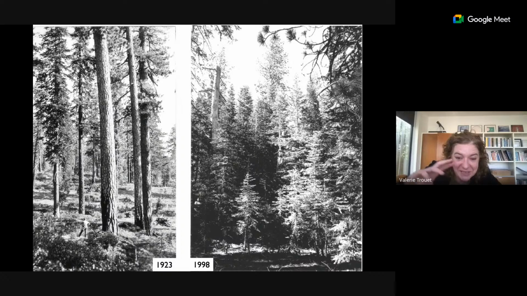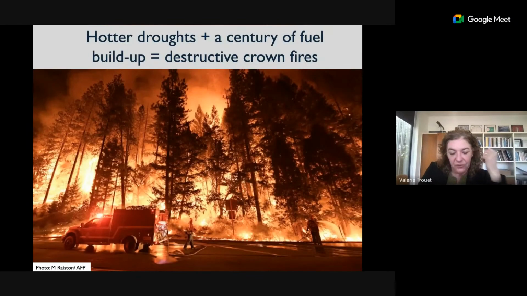In addition to that, these middle-sized, 75-, 100-year-old trees literally form a ladder. It's a ladder effect where these ground fires can now climb through this mid-sized canopy to reach the higher canopy. And of course, this legacy of 100 years of fire suppression is not happening in a vacuum. It's happening while our droughts are getting hotter and the fire season is longer. So together that combines to produce the destructive fires across the American West that we are experiencing.